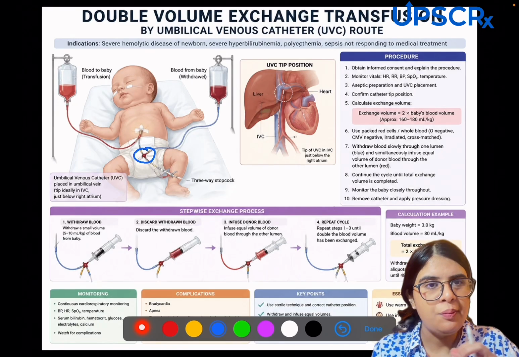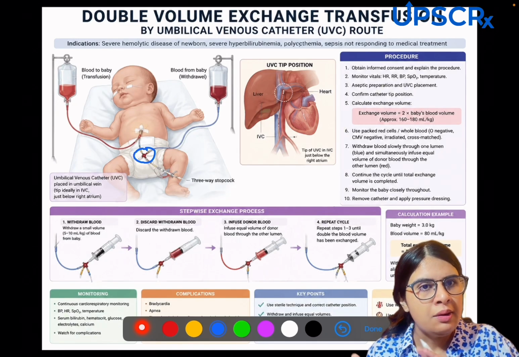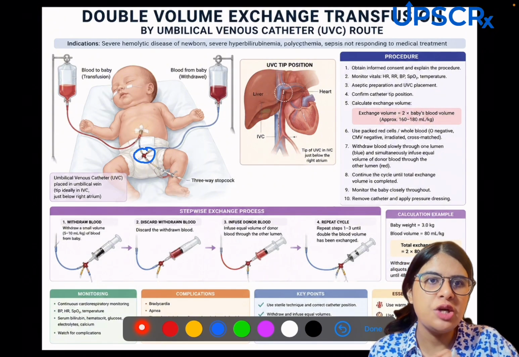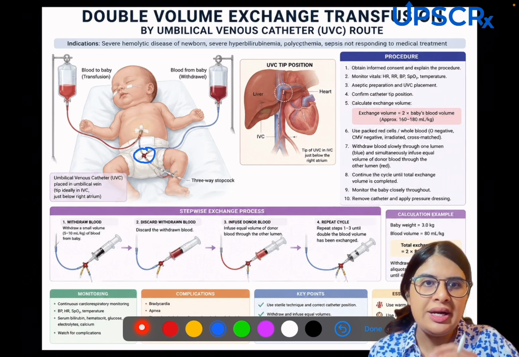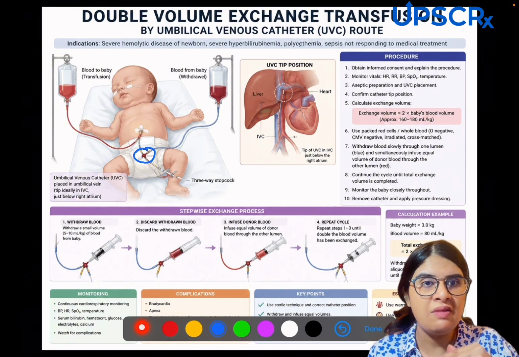We will pull the baby's blood, and we will push the blood that we've got from the blood bank into the baby, right? So we will pull and we will push. So push and pull technique of double volume exchange transfusion. Undesired blood, that is the baby's blood, which is having a problem. It can be RH incompatibility, it can be some other thing. The bilirubin levels are very, very high.